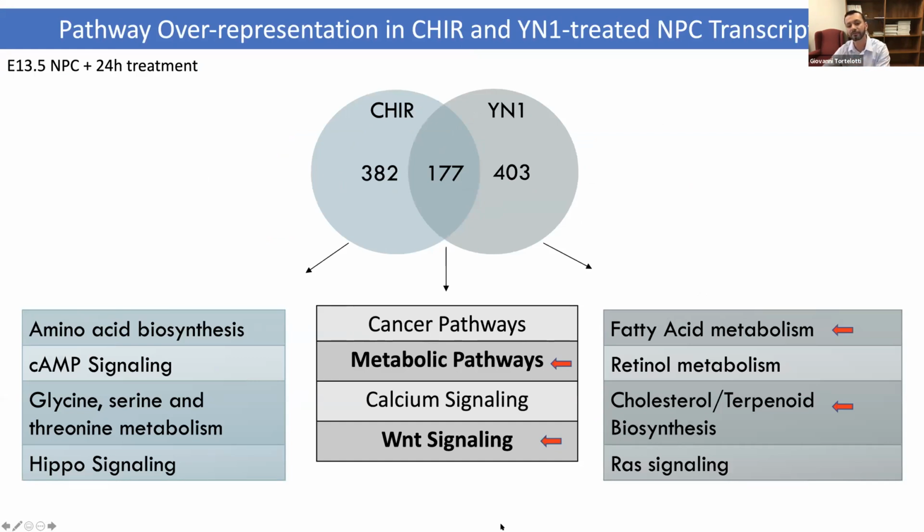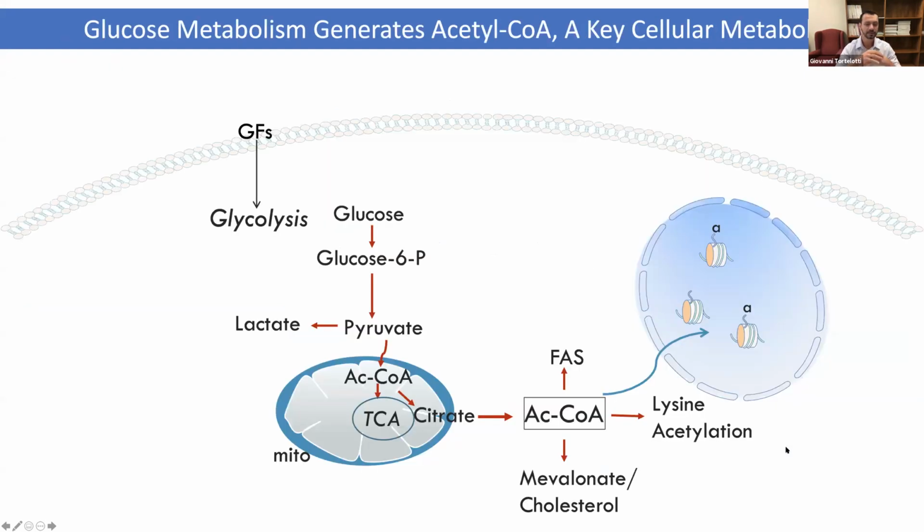Metabolic pathways also pop up as among the topmost modulated pathways regulated by both treatments, KIR and YN1, which are, again, two very different drugs. At the RNA level, we also see modulation of the fatty acid synthesis pathway and the cholesterol metabolism pathway. But what is the relationship between cholesterol, fatty acids, and glycolysis?